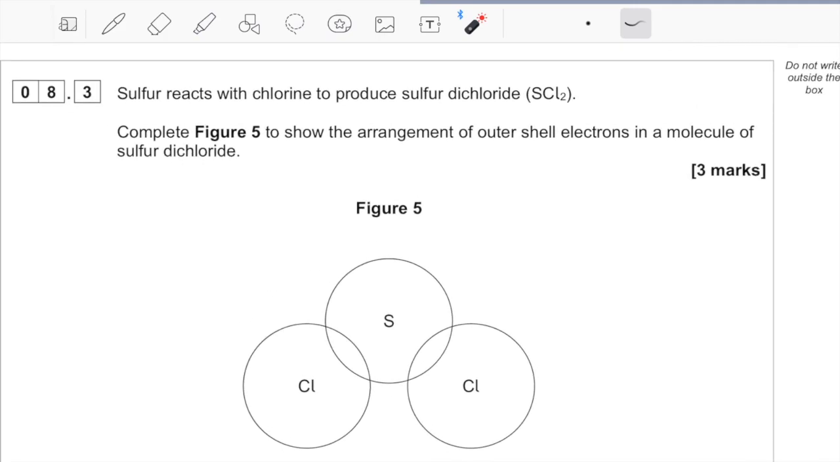Okay, sulfur reacts with chlorine to produce sulfur dichloride, so SCl2. Complete figure 5 to show the arrangement of outer shell electrons in a molecule of sulfur dichloride. One of the things is, wherever there's an overlap, you are going to have to draw a pair or more than one pair of electrons. And when we show pairs of electrons, they are dot cross, or cross dot, whatever.